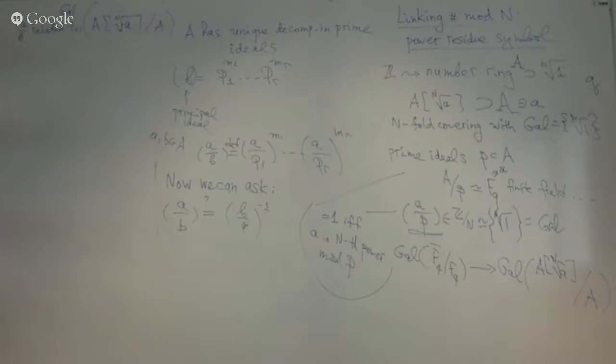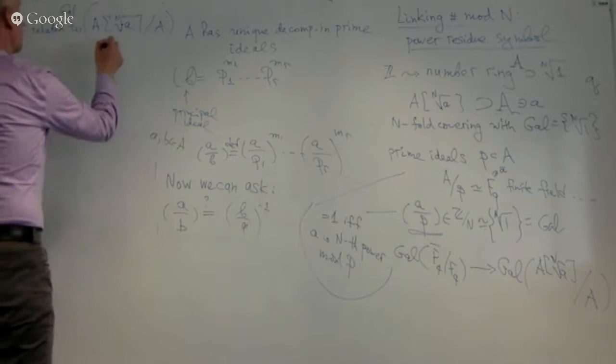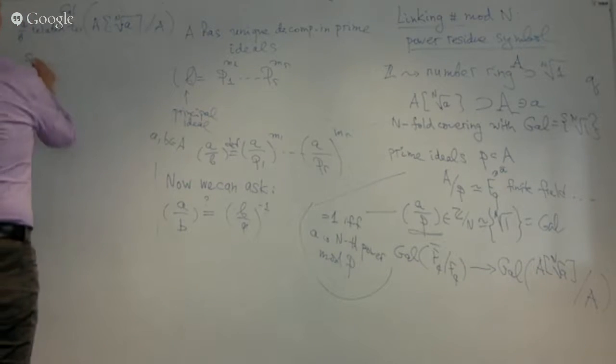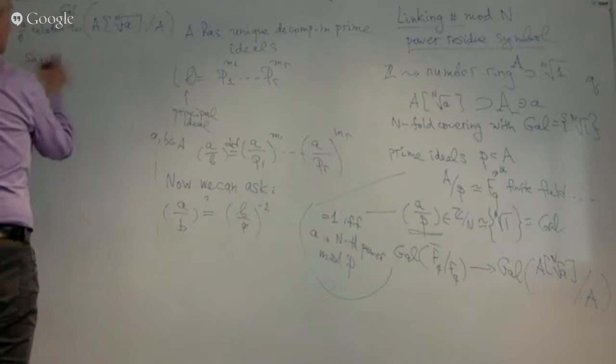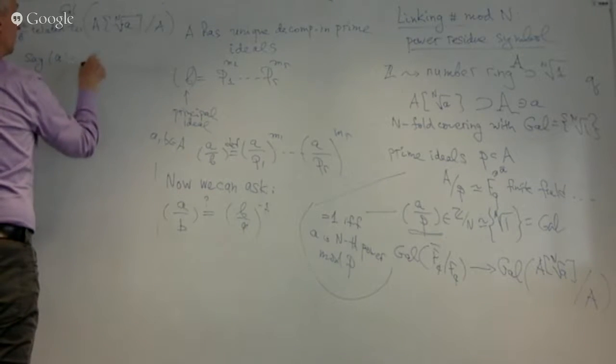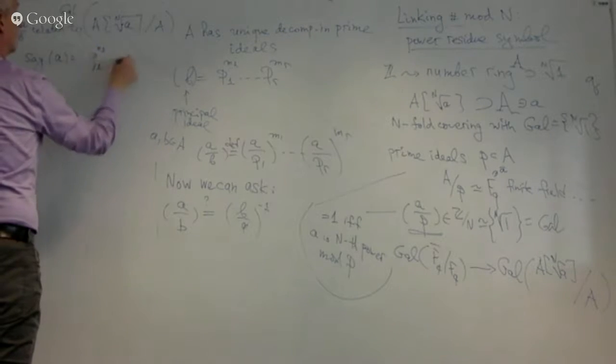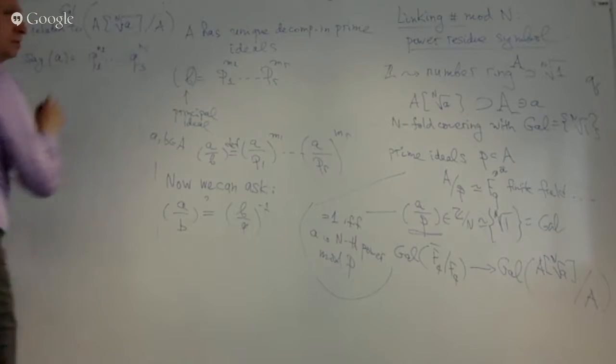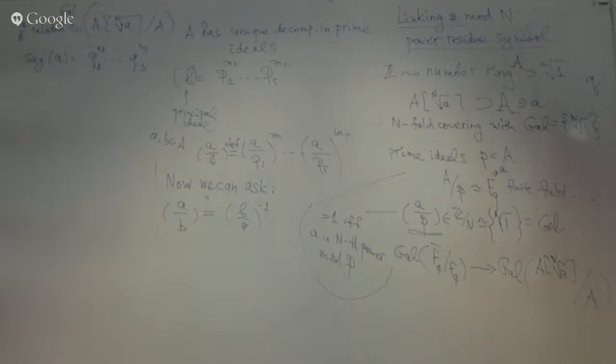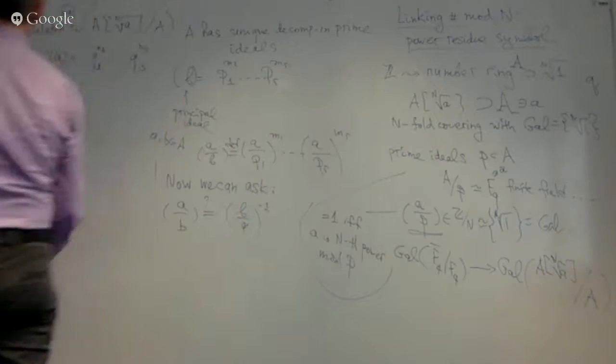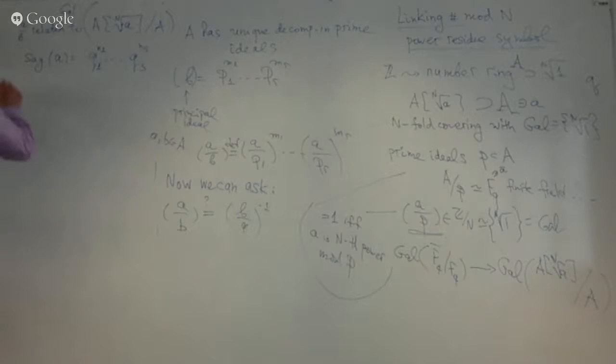But now we can ask where this ramifies. Say A has prime ideals Q1 to the N1, QS to the NS. But then I'm not completely sure. Somehow you want to have ramification only at prime ideals of A. Oh, you need to have the cover to talk about the Galois group. Yes, so first you want to discuss the cover. But it will not quite work.